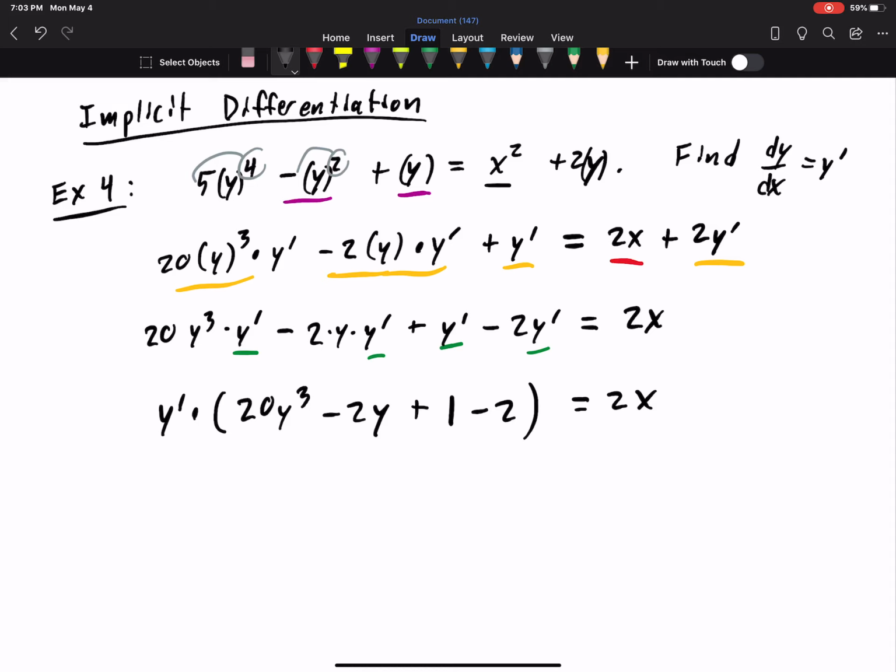So let's simplify this a little bit, because you might notice that, hey, look, we have a 1 and a minus 2. So technically speaking, that's just minus 1 when you combine those like terms. So we'll just write minus 1 for the sake of cleaning it up. You can't really combine any other like terms, so we're good once we do that. The last step is to divide both sides by this lovely thing in parentheses so that we get y prime by itself.